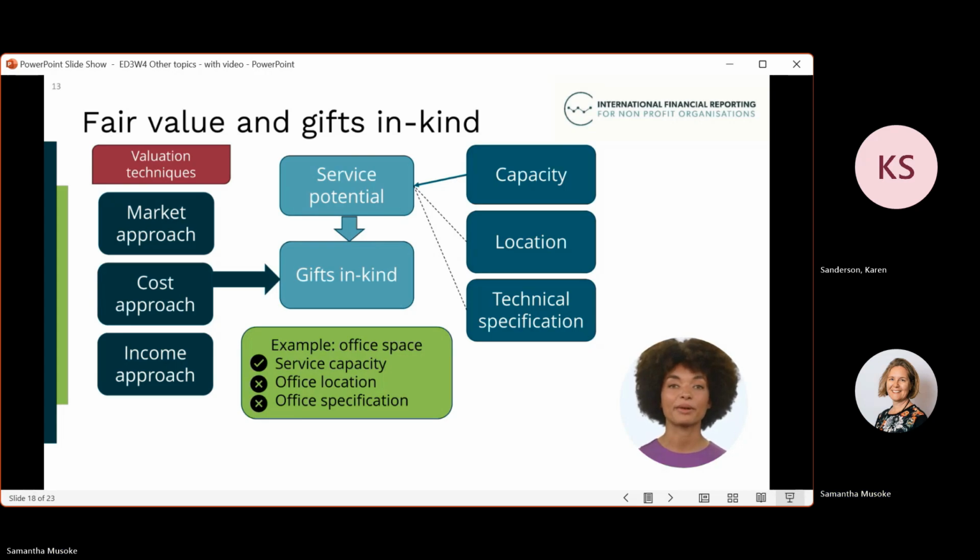When measuring an asset's service potential, its current location and technical specification are not considered. For example, a donor may provide office space, which the NPO cannot sublet. The office space has a specification that is greater than the NPO needs for its operations. As this office space cannot be sold or used by anyone else, it is the service capacity that is relevant, not the commercial value of the office space. The fair value will therefore be determined with reference to office space that would meet the operational needs of the NPO.